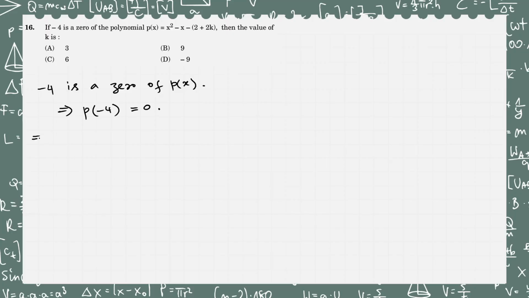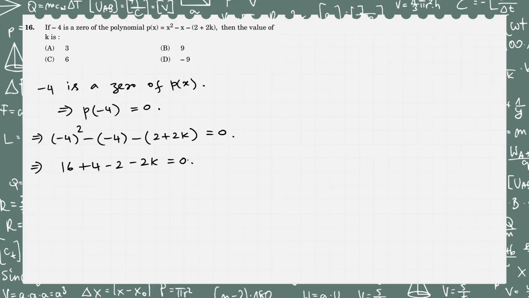When I replace x with minus 4, I can find p(minus 4), right? So that will be (minus 4) whole squared minus the x value itself, which is minus 4, minus (2 plus 2k) should become 0. Okay, let us solve this further. Minus 4 squared is 16. Minus of minus 4 is plus 4. This minus we can take inside: minus 2 minus 2k equal to 0.